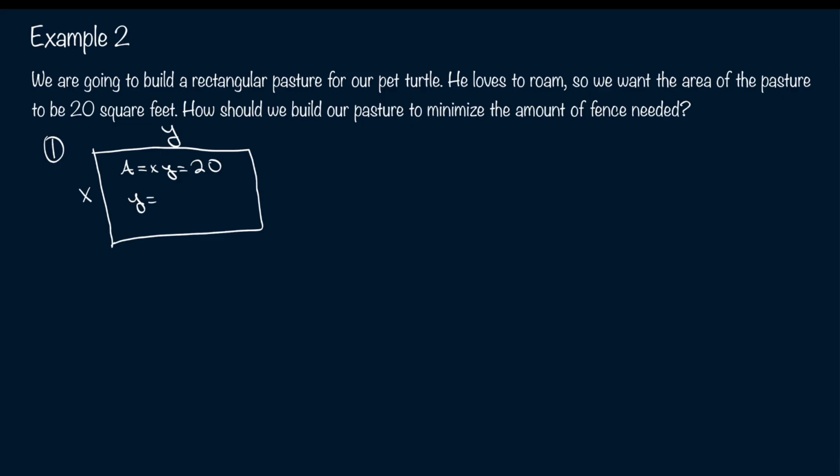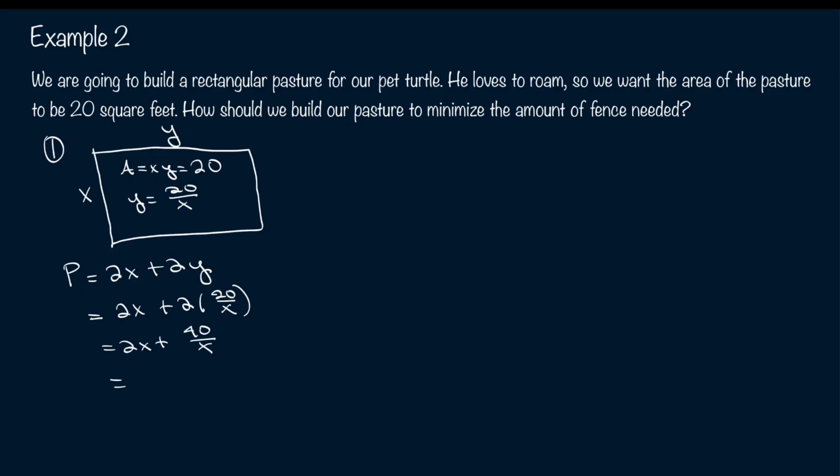So y is going to be equal to 20 over x when we move our variables around. But our objective equation is going to be the perimeter. So that's how we're going to minimize the amount of fence needed. So perimeter is going to be equal to 2x plus 2y. And then we are going to go ahead and plug our y into that. So we get 2x plus 2 times 20 over x. To simplify that, we get 2x plus 40 over x.